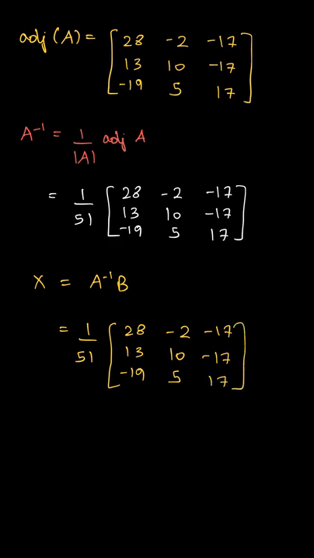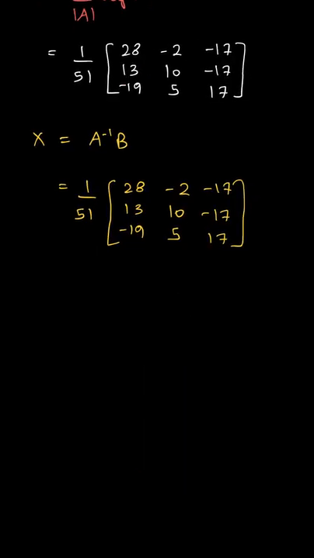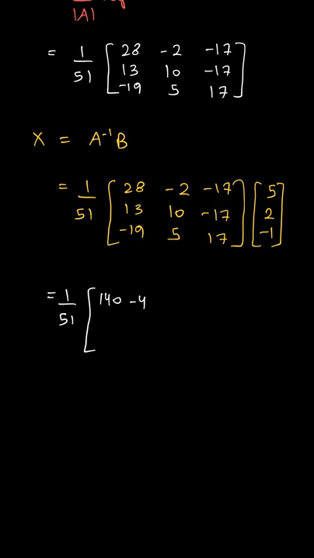So the value of B which we have is 5, 2, minus 1. Now to do the matrix multiplication, each row is to be multiplied by this column. Therefore, this will be 1 upon 51 multiplied by, so 28 multiplied by 5 is equal to 140, minus 2 multiplied by 2 is equal to minus 4, and then minus 17 multiplied by minus 1 is plus 17.